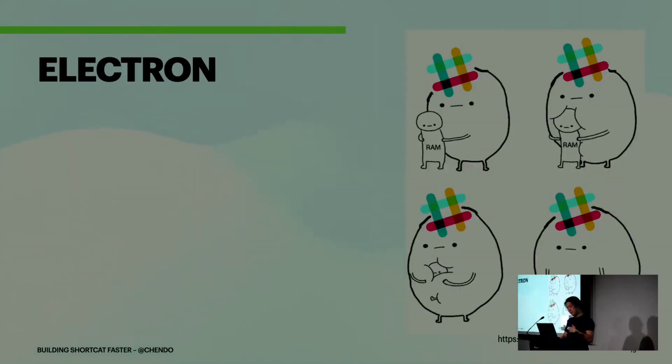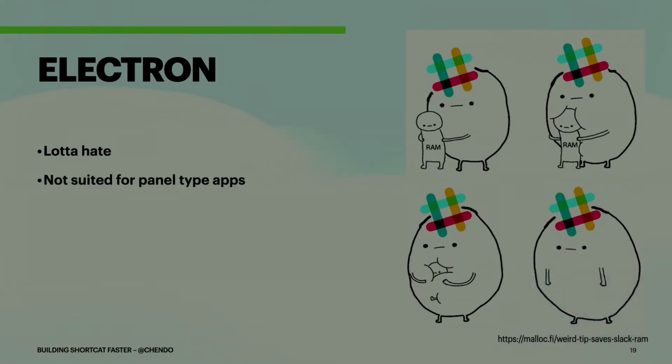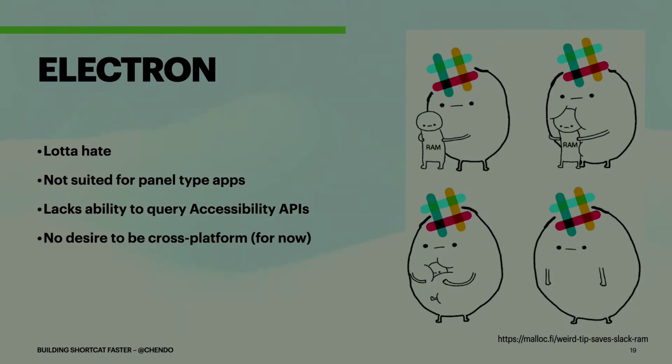Electron. There's a lot of hate for Electron, and I feel like a lot of it's fair hate as well. It's definitely not suited for panel type apps, which is what Shortcat ultimately is. I'm pretty sure there's no ability to query accessibility APIs, and considering it's cross-platform, it wouldn't make sense for it to do it. I had no desire to be cross-platform. And the Electron framework is just a smidge under 200 megabytes, which is a lot to add to an app.